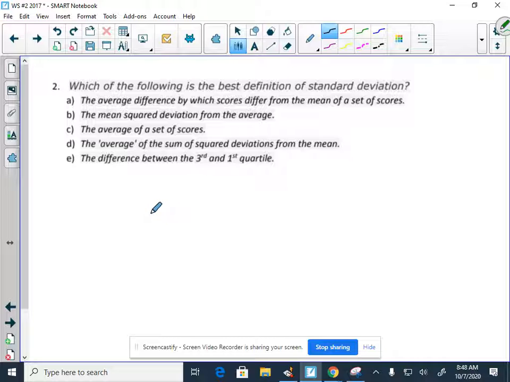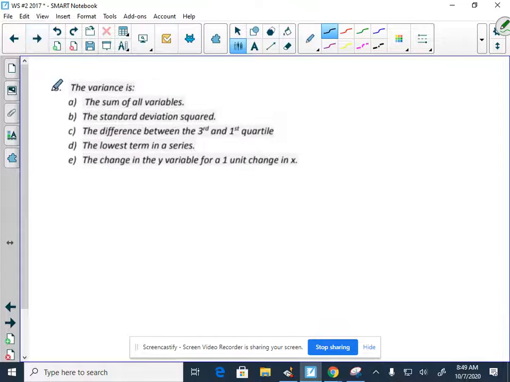We're going to make this one really fast. Okay, standard deviation is an average difference. So it's the average difference from the mean. Okay. All right, so if you got that one's A. There's no real work required for number 2. Number 3, what is the variance? Well, the variance, we had this thing called standard deviation. If you square it, that's called the variance. So the variance is the standard deviation squared.